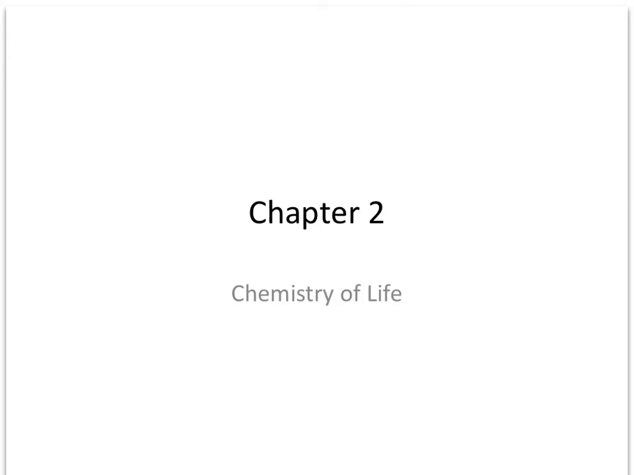This is part 2 of Chapter 2's summary, The Chemistry of Life. In this section, we're going to review the 4 major types of macromolecules that are components of all cellular life.